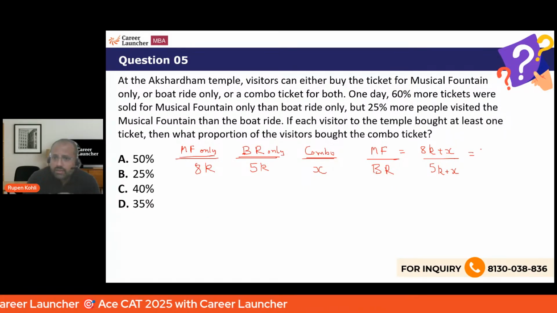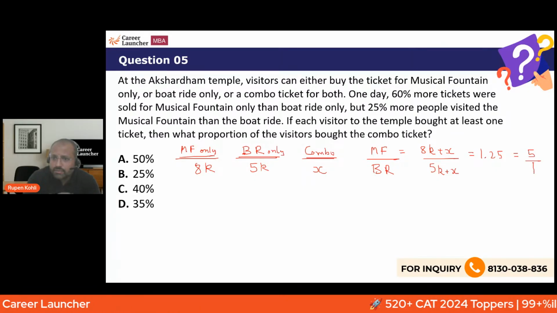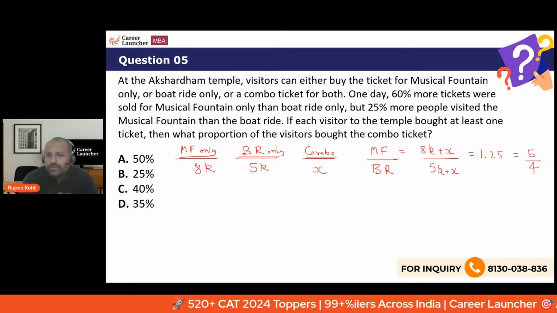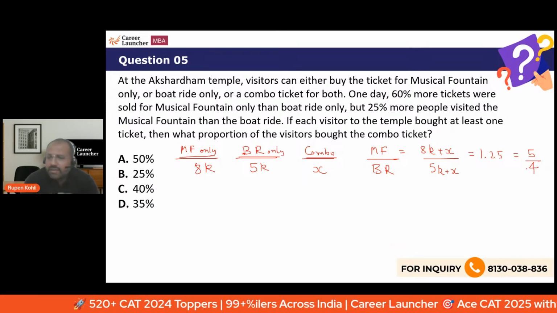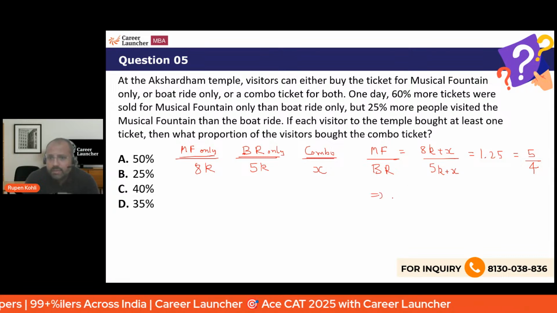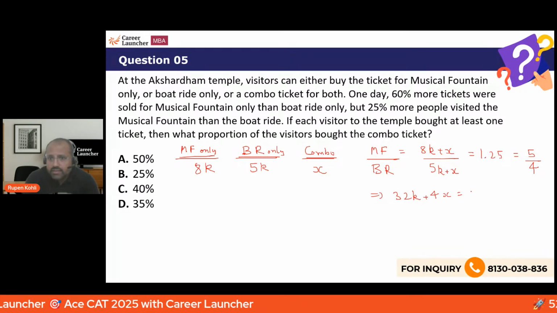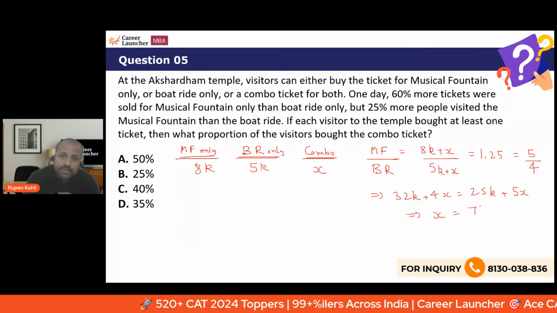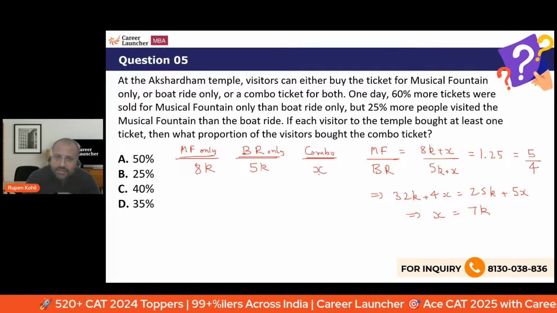So this ratio is 1.25, or in simplest ratio or fraction form it is 5 by 4. So I think now we should be able to simplify this and relate x and k. Let's do that. Cross multiplying, 8 into 4, 32k plus 4x is 5 into 5, 25k plus 5x. So I'm getting 5x minus 4x, which is x, is 32 minus 25, which is 7k. Perfect. So this is 7k.